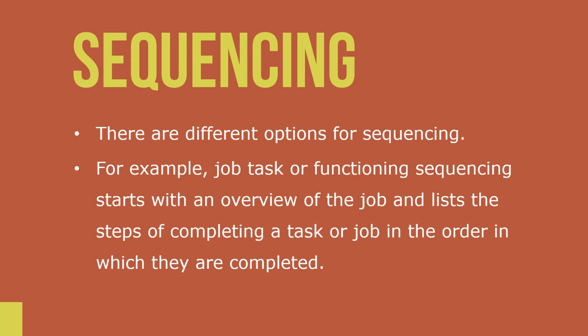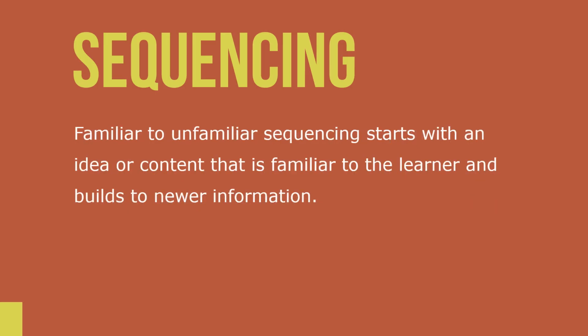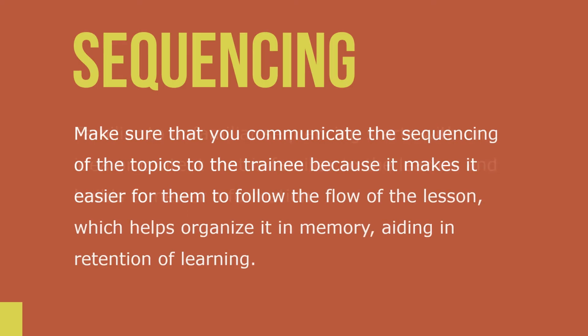For example, job or task functioning sequencing starts with an overview of the job and lists the steps of completing a task or a job in the order in which they're completed. Familiar to unfamiliar sequencing starts with the idea or content that is familiar to the learner and builds to newer information. Make sure that you communicate the sequencing of the topics to the trainee because it makes it easier for them to follow the flow of the lesson, which helps to organize it in memory, aiding in retention of learning.